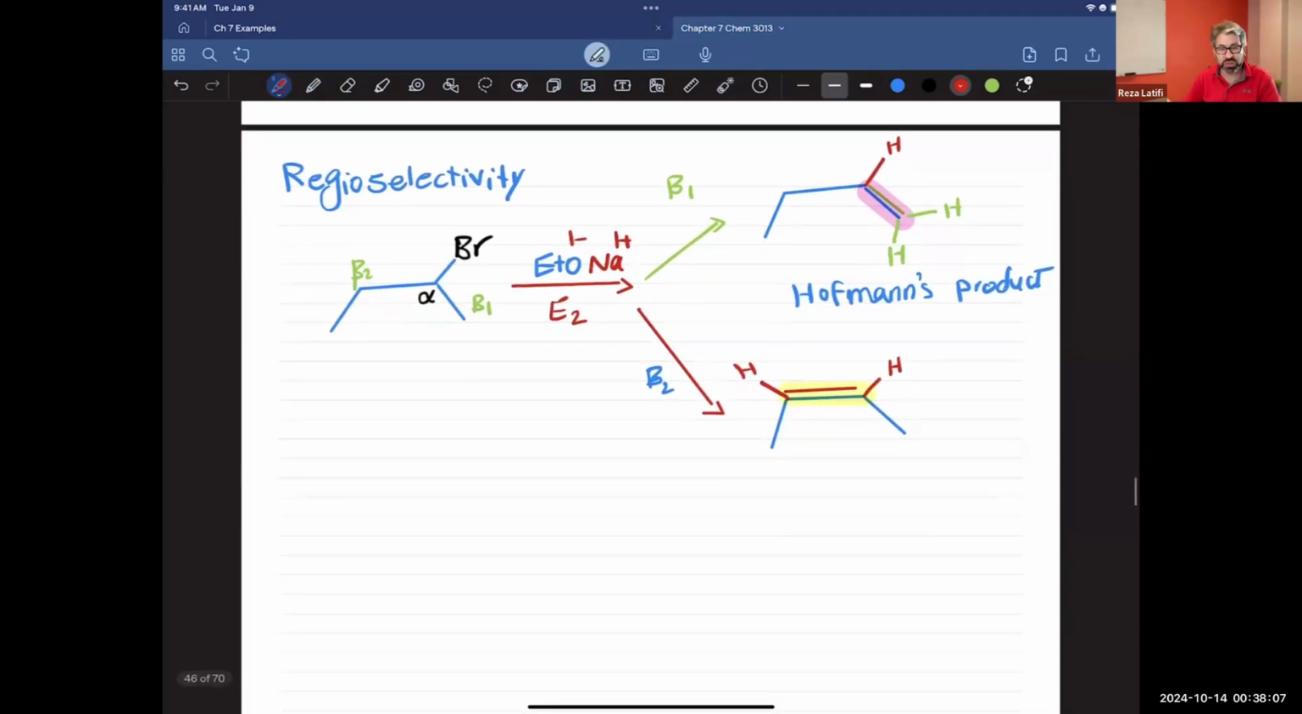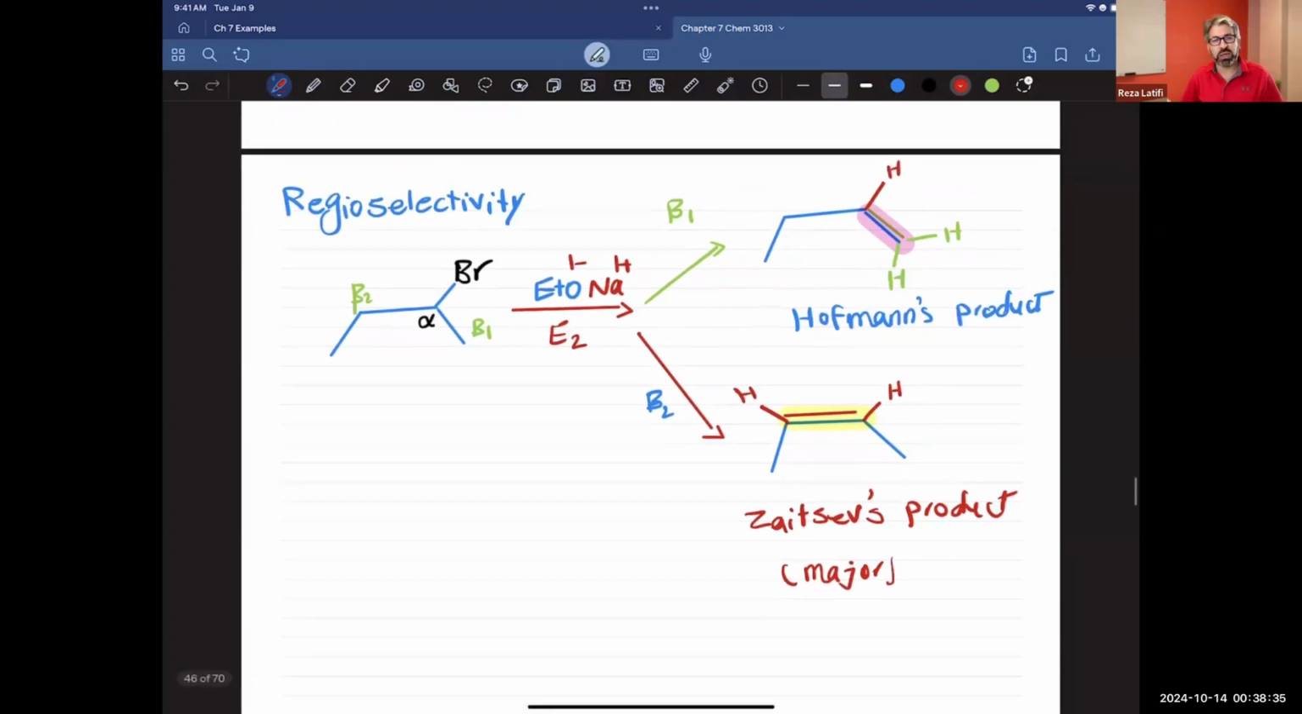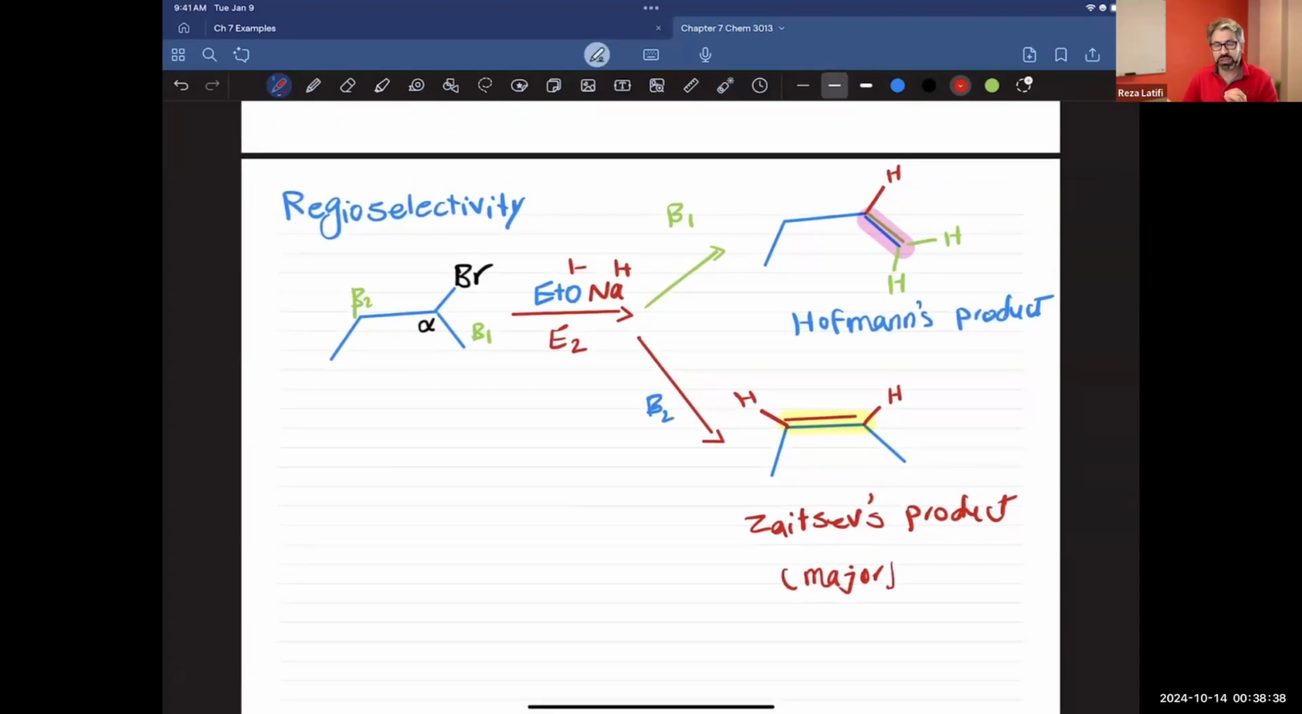So the second one has more substituents around the double bond, and we say this one will be the Zaitsev product. Thermodynamically, this product is more favored, so we said this product will be the major one. This product is favored and more stable, so you get more of the Zaitsev product. Now the reaction is favoring one specific carbon, or a specific region. Which region is it favoring? This carbon.